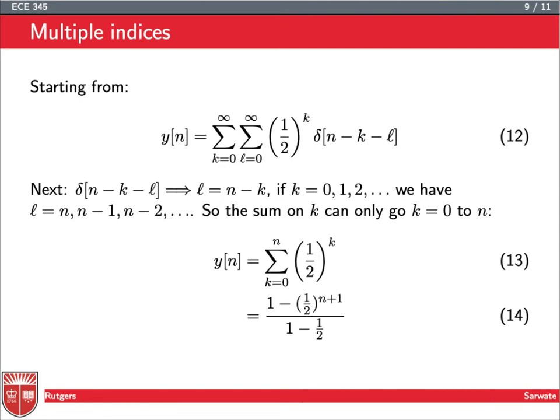Okay, so we end up with this solution, and now we can do even more. We can remember our geometric series and take the summation of 1/2 to the k from k equals 0 to n. We can use our partial geometric series to get an even simplified solution. And we can do some more algebra if you want to get an even simpler solution.